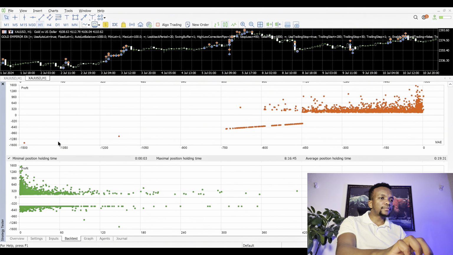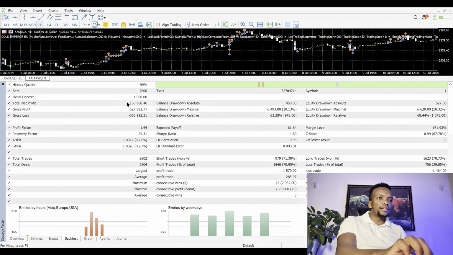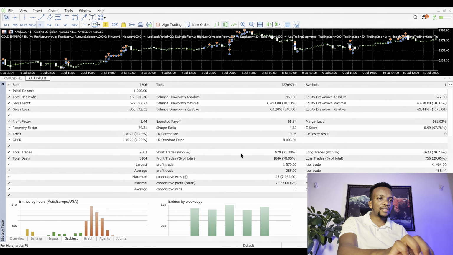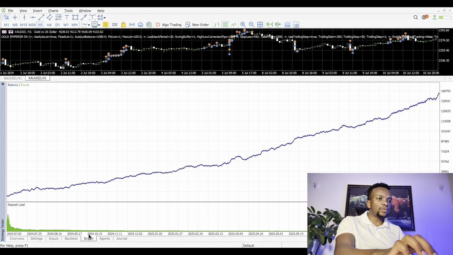The next thing you can see, let's check. The profit factor is 1.44. Recovery factor is 24.31. That's a nice one. Then the total trades that it took were 2,600 trades. Total deals were 5,200. And as you can see, the short positions, profit trades, all this. So you get all the data that you want to get.